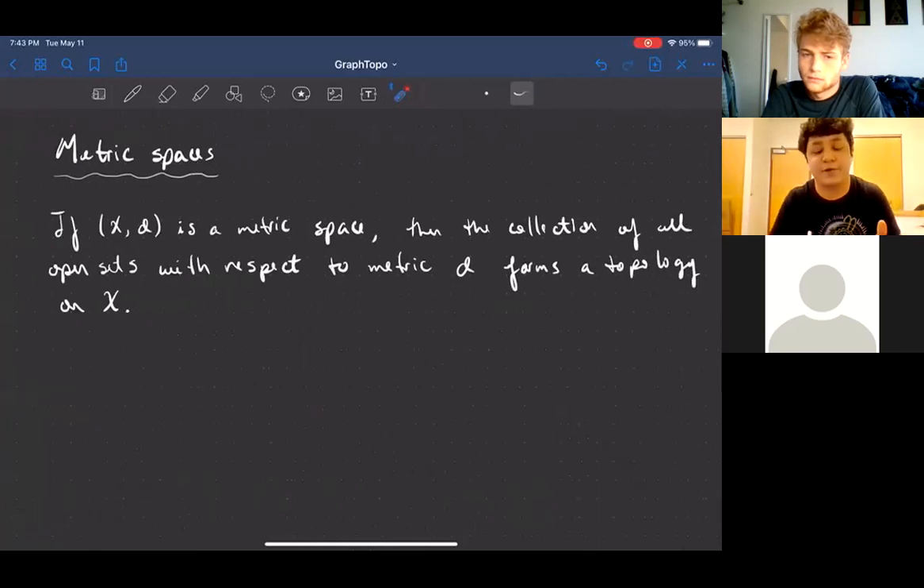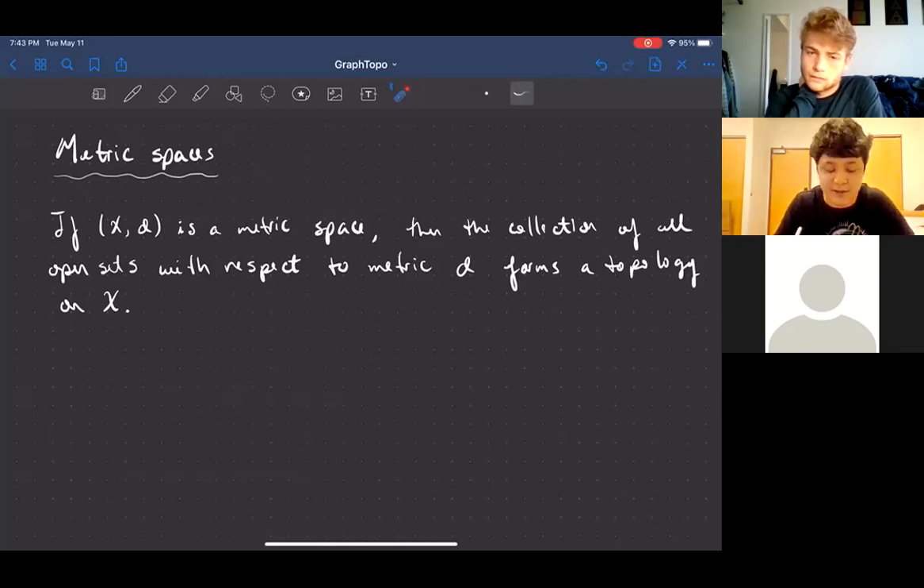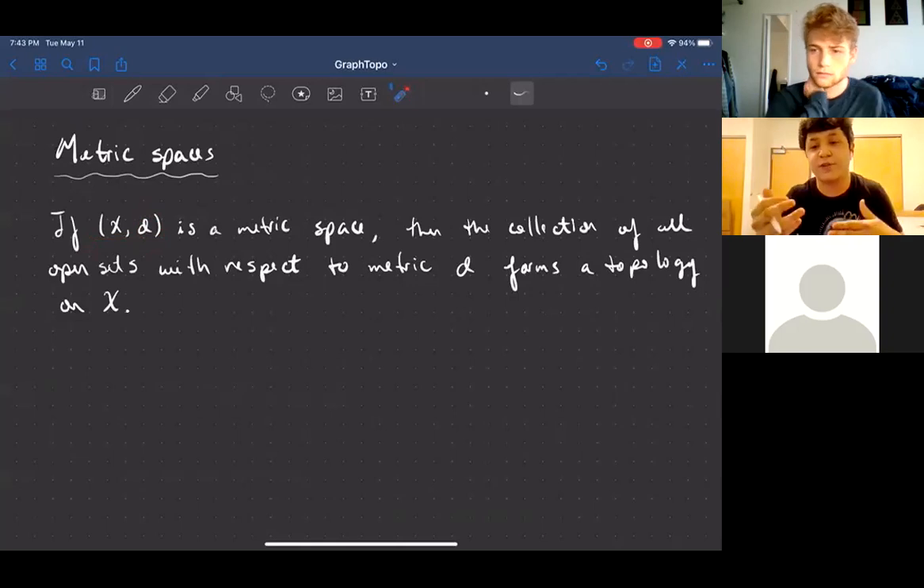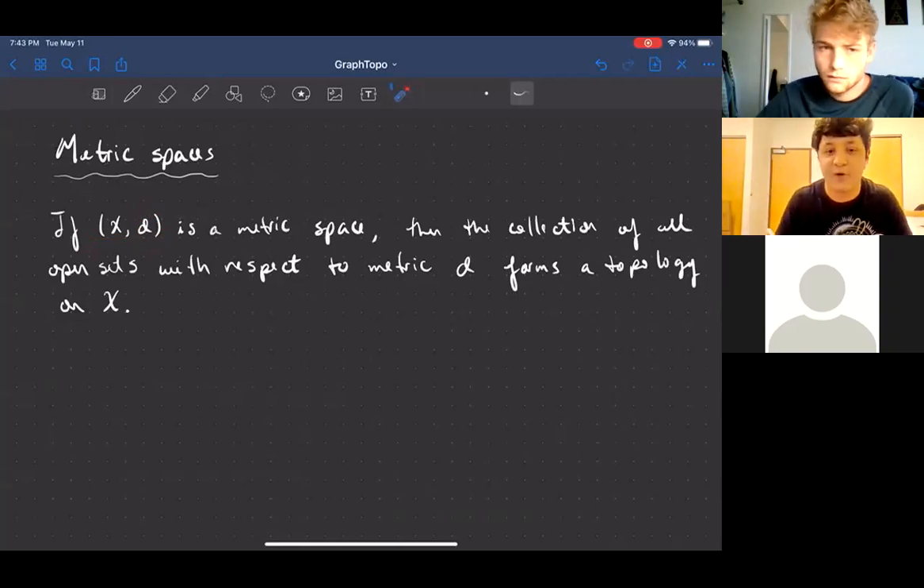First, before connecting these two ideas, I'm going to talk a bit about how topologies are defined from metric spaces. So if you have a metric space on a set and some defined distance, then the collection of all open sets that you have defined with respect to these metrics will form a topology on X. But how do we form this topology on X with the metric space?